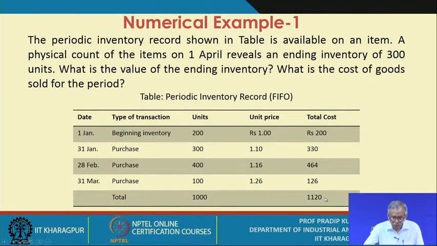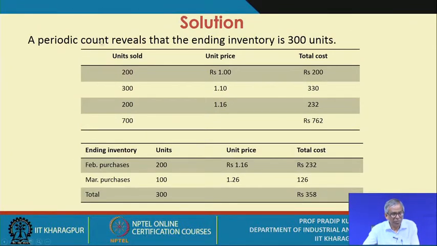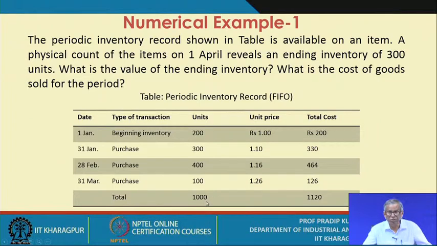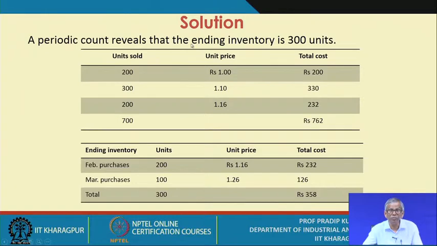Now, what you find is that you have an ending inventory of 300 units on the 1st of April. So, what is this monetary value? What you have over here is 300, and the total amount you have received is 1000. That means 700 units you have consumed during this 3 months period.